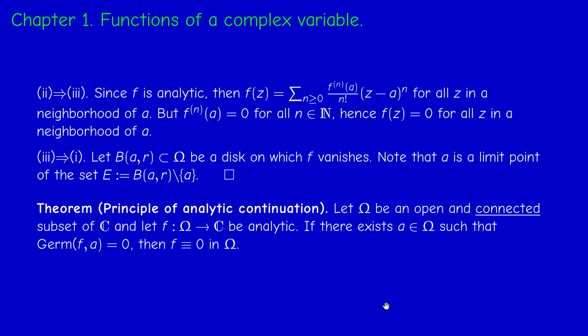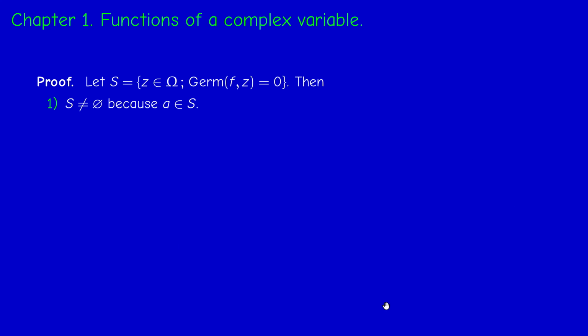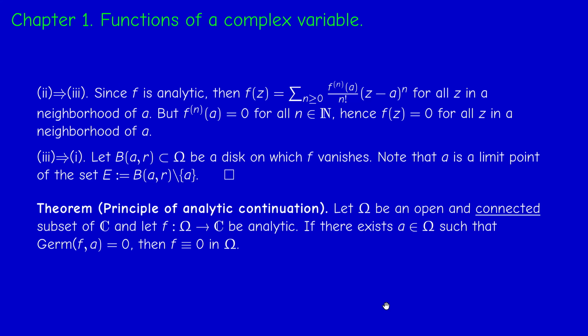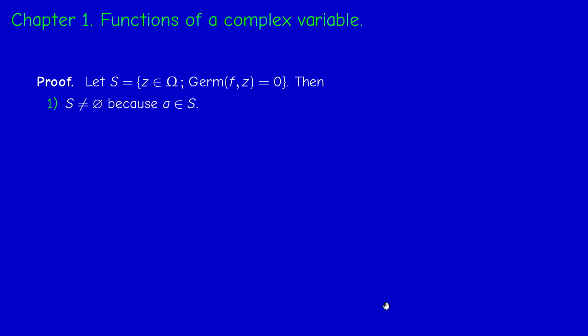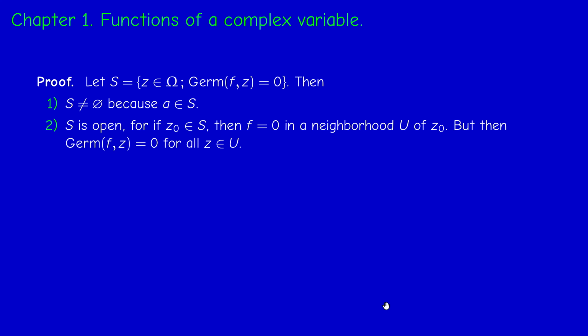Proof. Consider the set S in omega where the germ of F is 0, is trivial. Well, first of all, A belongs to S. Why? Because by assumption, the germ of F at A is 0. So A belongs to S, and therefore S is not empty. First thing. Second thing, S is an open subset of omega. Why? How do we prove that? We will prove that S is a neighborhood of all its points.